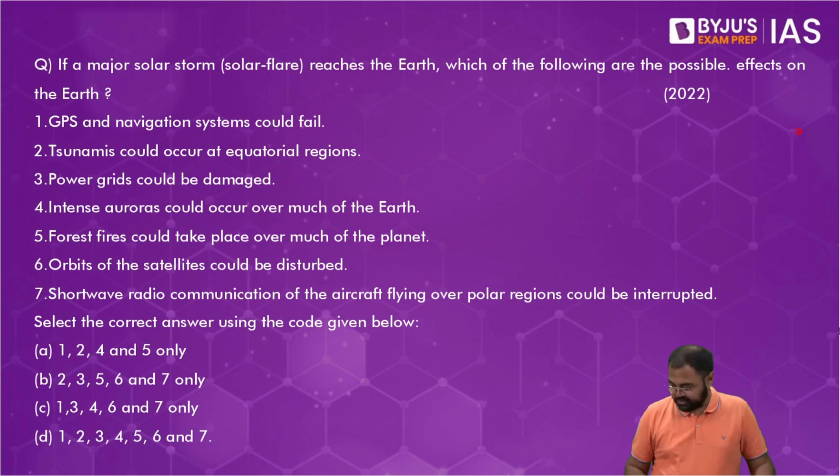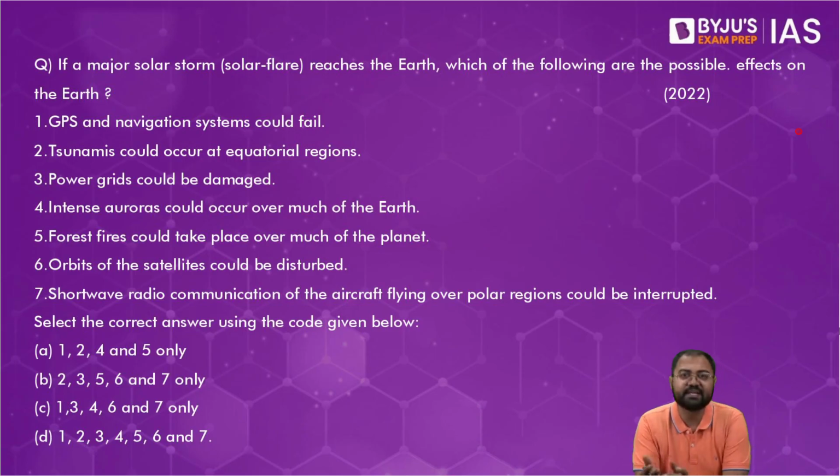Look at this question. This question was asked in your paper. Good old days of elimination. Yes. If a major solar storm or solar flare reaches the Earth, which of the following are the possible effects on the Earth? First, GPS and navigation systems could fail.